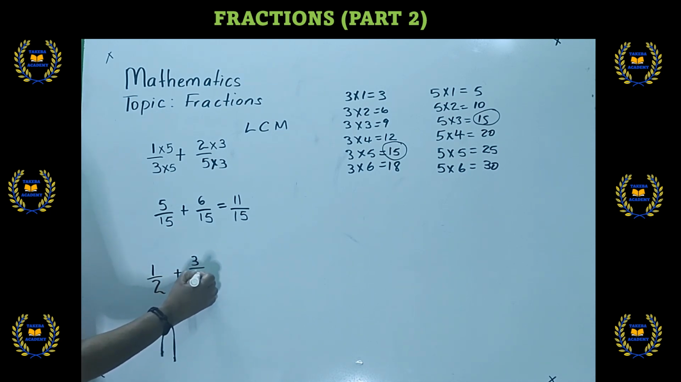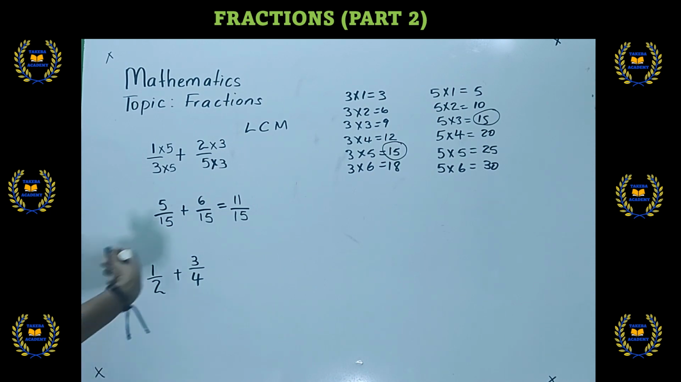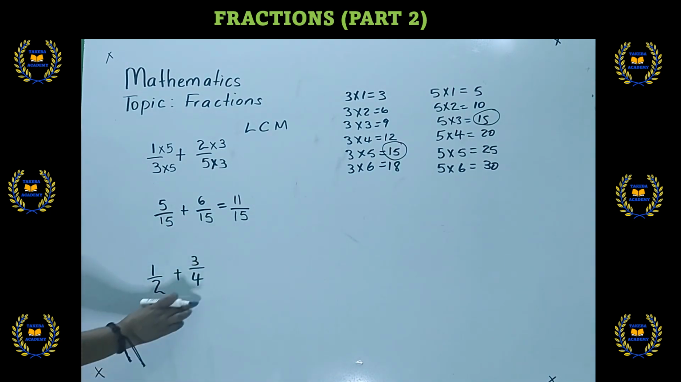3 over 4. Again, we cannot add fractions if the numbers at the bottom are different, right? If our denominators are different, we cannot simply go ahead and add the fractions. We have to find the LCM. So of course, we're going to find the LCM now of 2 and 4.